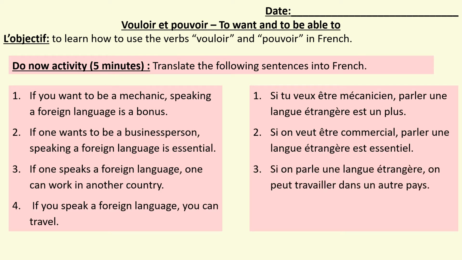3. Si on parle une langue étrangère, on peut travailler dans un autre pays. And 4. Si tu parles une langue étrangère, tu peux voyager. Okay, on number 3 also, the word travailler is quite a tricky one. So when you do pause to check your answers, make sure you've got that spelled correctly. Okay, tick if it's all correct or make any changes you need to before I pass you on to Mr Bolis, who's going to teach the rest of the lesson.